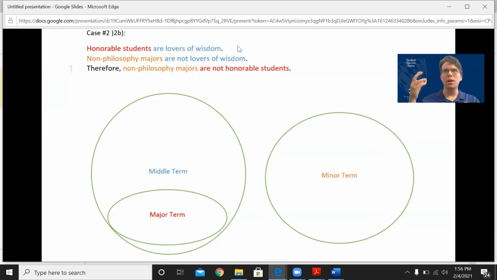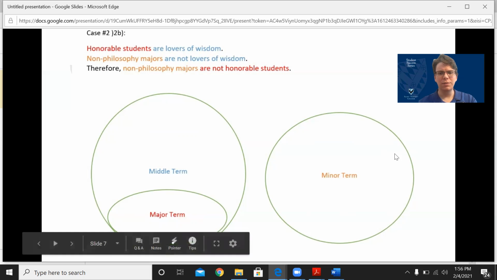So it's like saying all squares are rectangles, because mathematically and by definition, squares are rectangles. But not all rectangles are squares. So we can sort of look at it from two different perspectives, depending on what our subject is. But in this case, honorable students are lovers of wisdom. Non-philosophy majors are not lovers of wisdom. Okay, so we have lovers of wisdom, and then we have non-philosophy majors over here, the minor term, which becomes our subject of the conclusion.